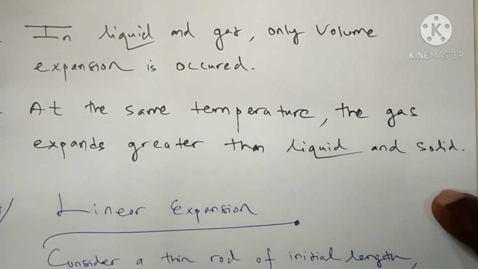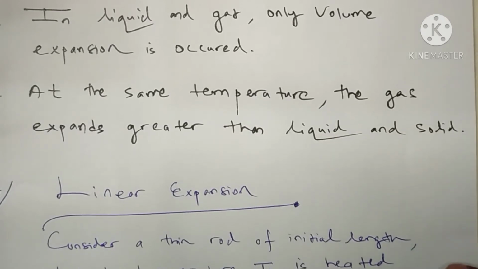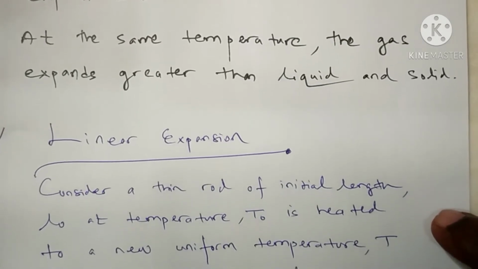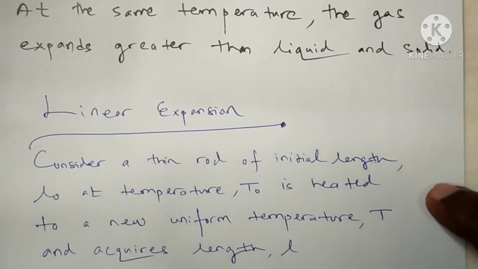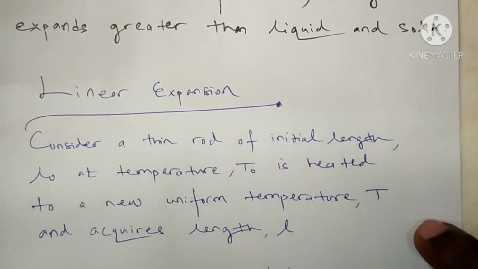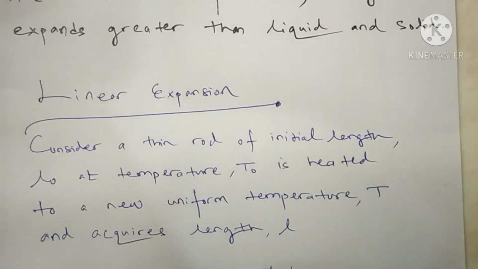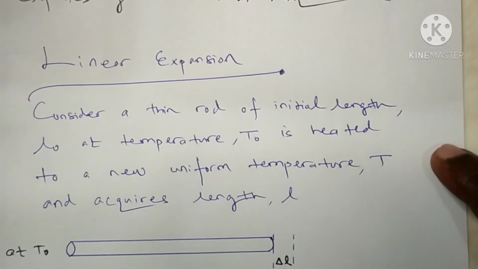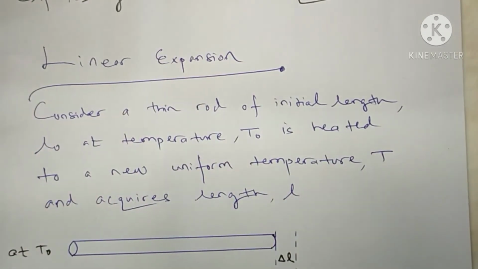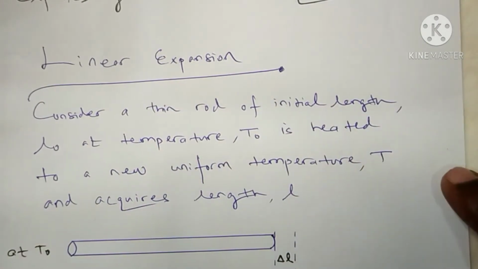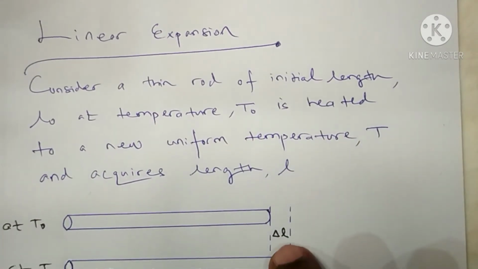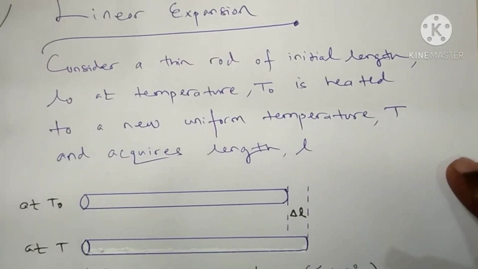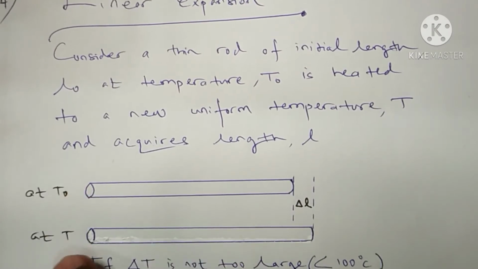Let us see linear expansion. Consider a tin rod of initial length L0 at temperature T0, heated to a new uniform temperature T and acquiring length L. Once we heat up the rod, it will expand, and you can see the change in length, del L, and the change in temperature from T0 to T.